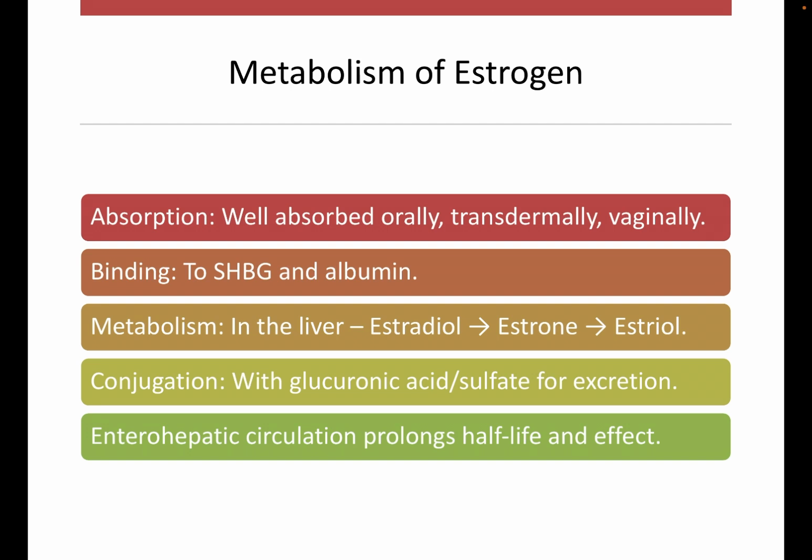Metabolism of estrogen. It is well absorbed orally and transdermally as well as vaginally. It binds to SHBG protein as well as albumin. Metabolism occurs in the liver, where estradiol is converted to estrone to estriol. It conjugates with glucuronic acid or sulfate for excretion. In enterohepatic circulation, it prolongs the half-life as well as the effect.